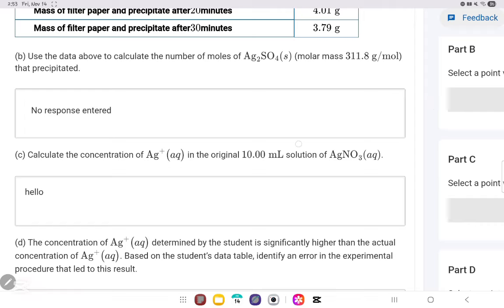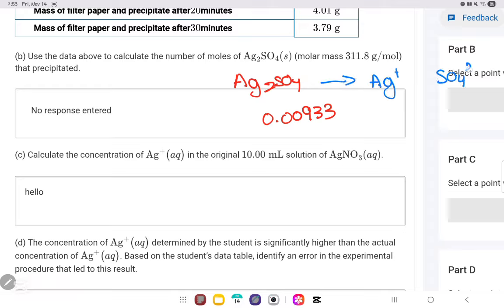I found the number of moles above for Ag2SO4 to be 0.00933 moles. Now, if I split them into their ions, I will have Ag+ and SO4 2-, and I will have 1 over here and 2 over here.